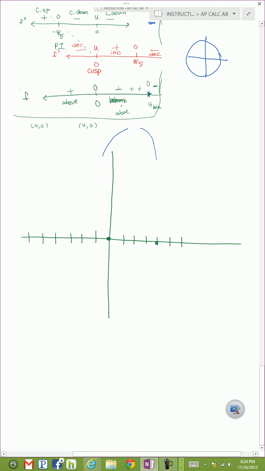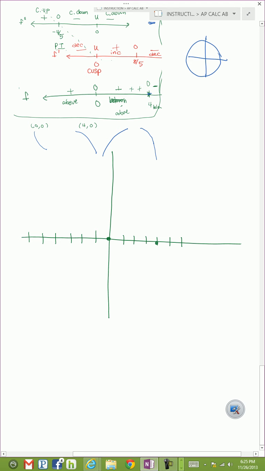In between 0 and -4/5, I'm concave down and decreasing, which we already did. And then before -4/5, I'm concave up, and I'm still decreasing. So concave up, but decreasing would be this half. Alright, so let's just double check. Concave up, decreasing. Concave down, decreasing. Concave down and increasing. Concave down and decreasing. And then I just got to put that into my graph.